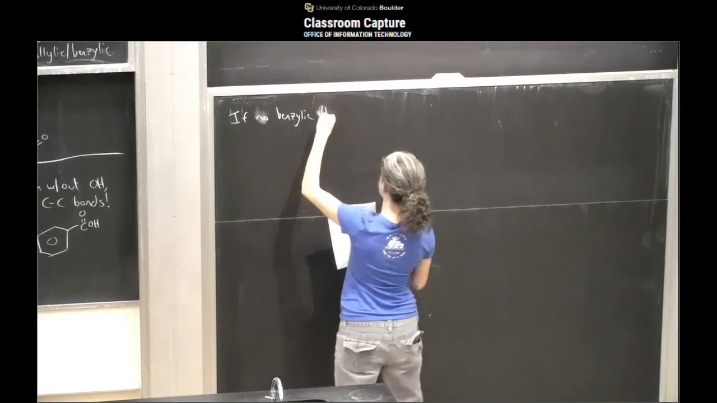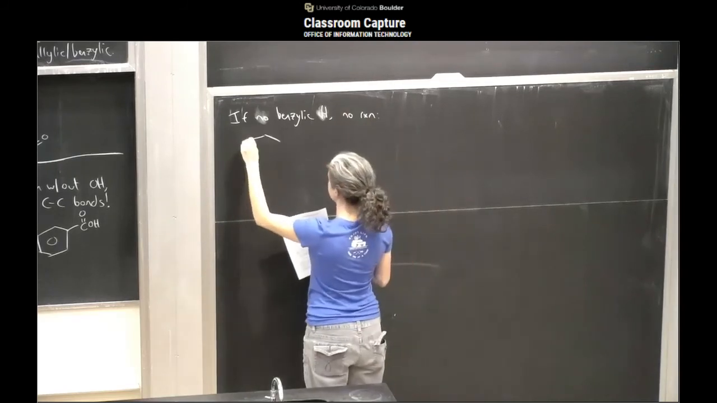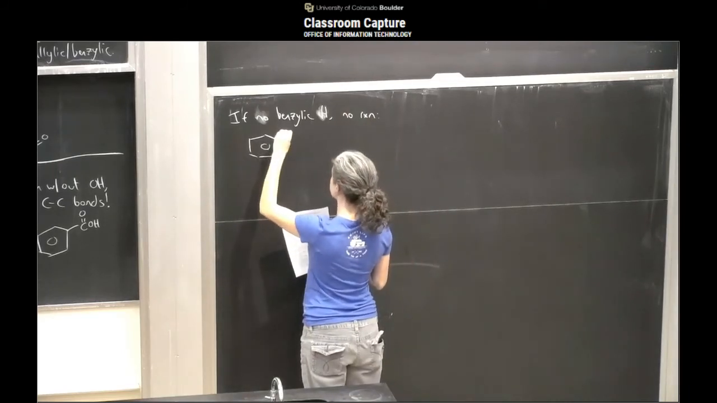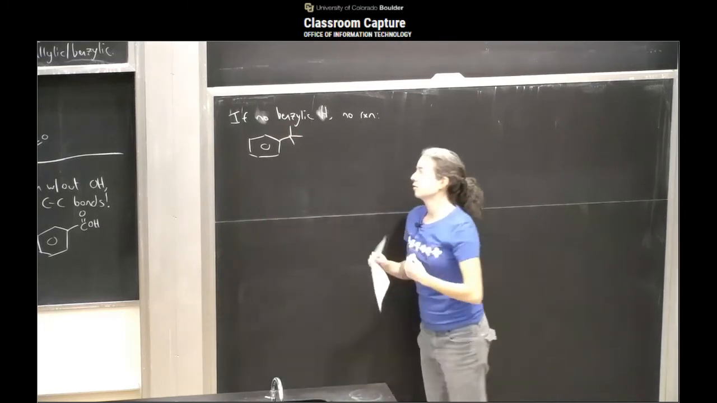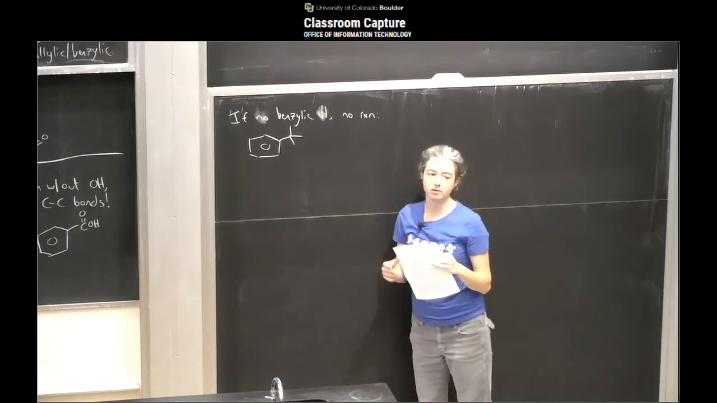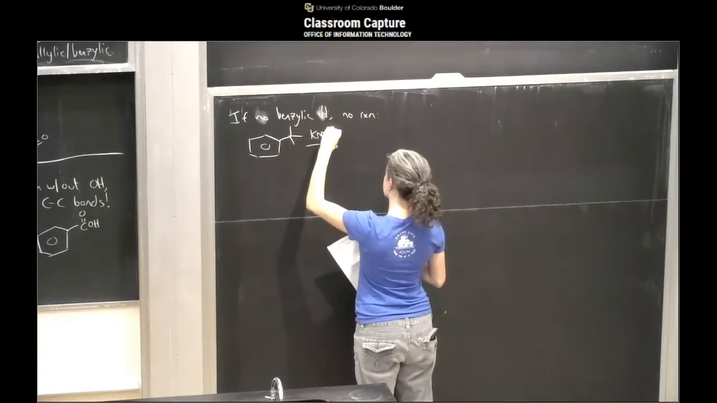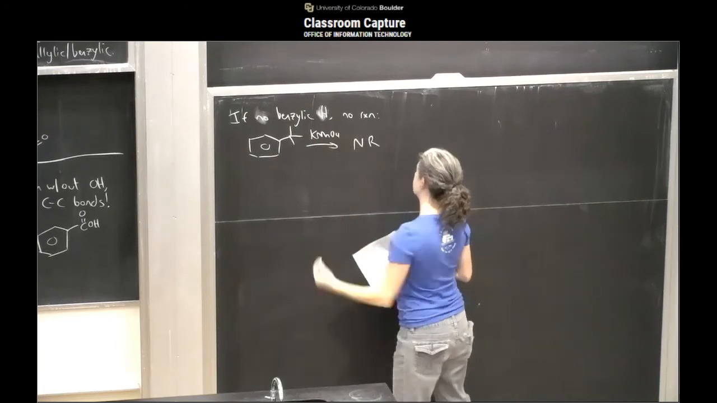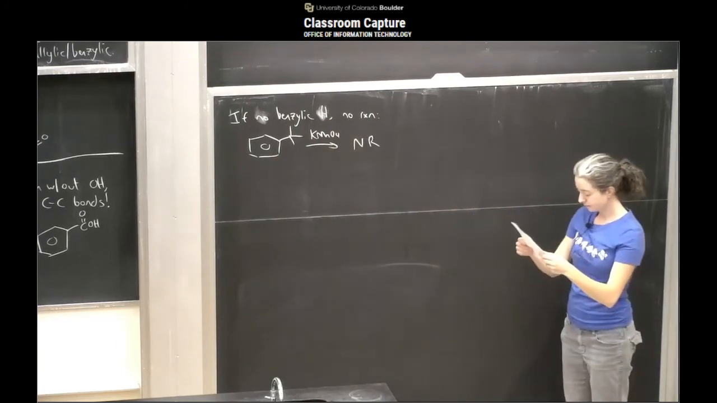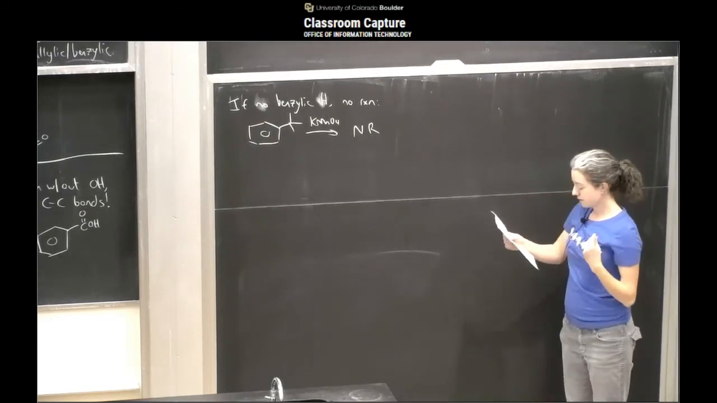So if no benzylic H, then no reaction. In other words, the only way you can avoid this happening is by having some sort of quaternary carbon on here, like a t-butyl group coming off of the benzene ring. KMnO4 is going to do nothing there. Okay, so questions about that one?